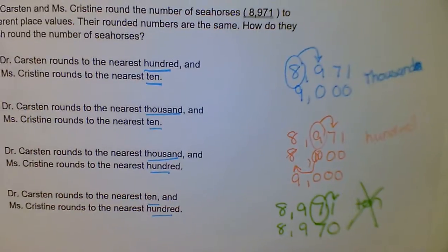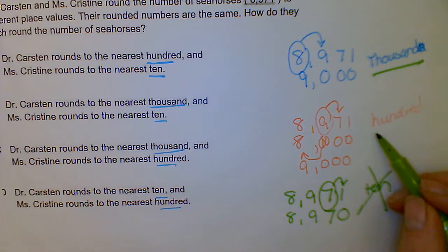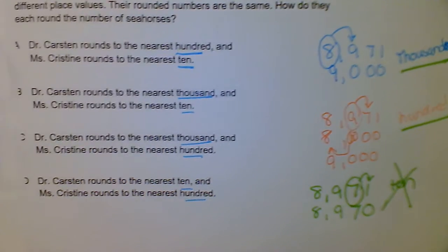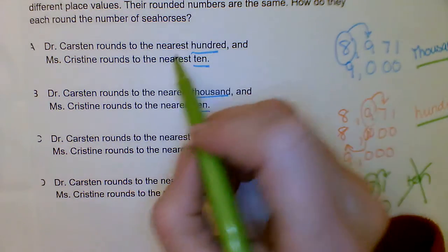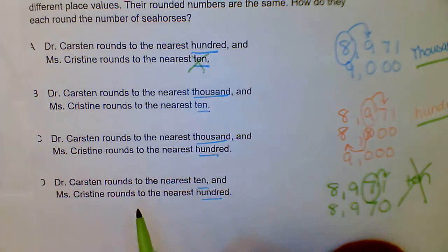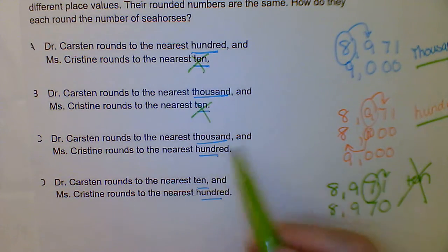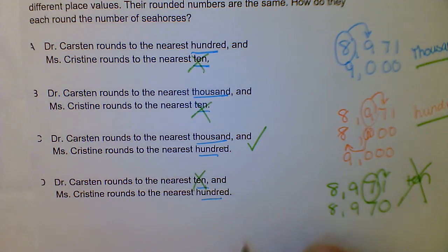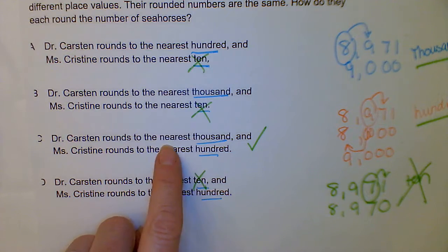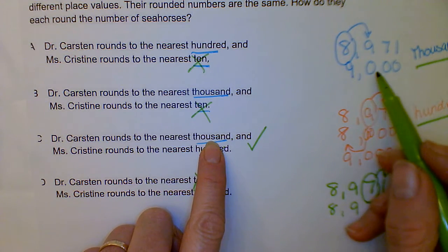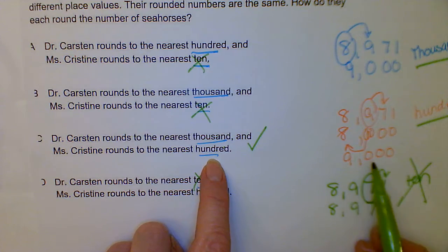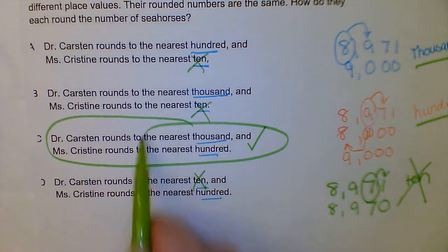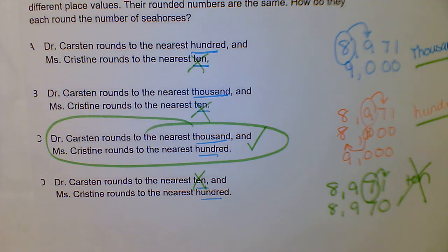So what I do know, though, is that my thousands and my hundreds give me a match. So let's go and see which ones are thousands and hundreds. Well, this is hundreds and tens. That's not a match. 1,000 and tens, not a match. 1,000 and hundreds. That's a match. And 10 and hundreds, not a match. So let's look. If Dr. Karsten rounds to the nearest 1,000, I get 9,000. And Miss Christine rounds to the nearest 100, she also gets 9,000. We have a match. This is definitely the correct answer. And we are done, my friends.